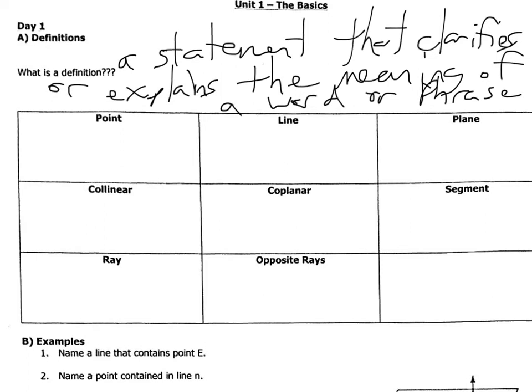A point is a basic unit of geometry. It's a basic unit. It has no size or direction. You guys know what a point looks like, and when you name a point, you name it by one capital letter. So I can call that point P or point A. You just pick one letter for it.